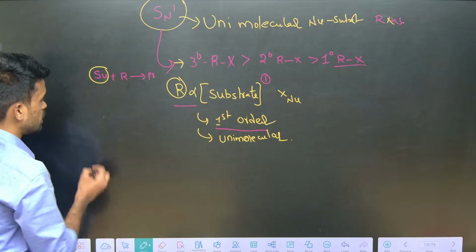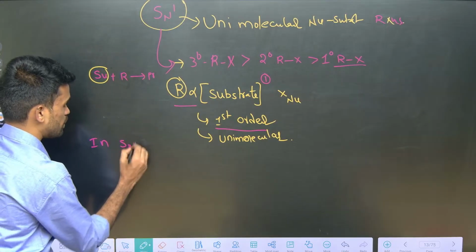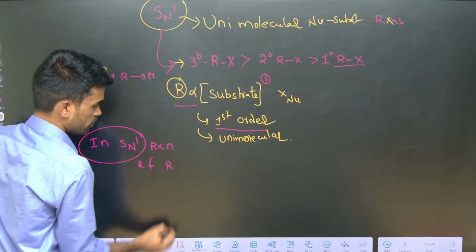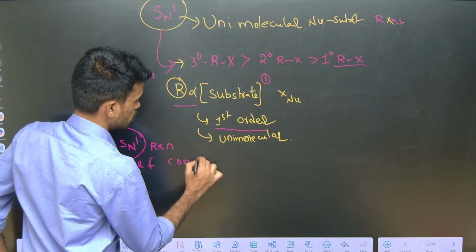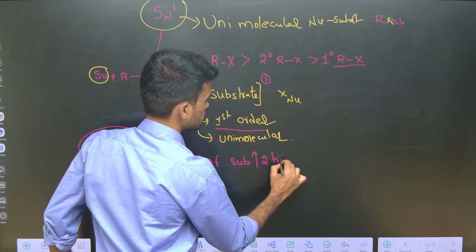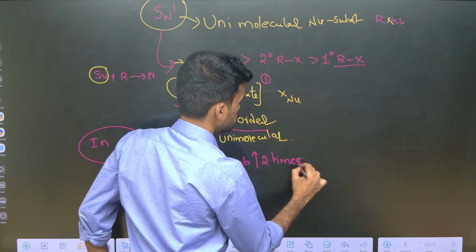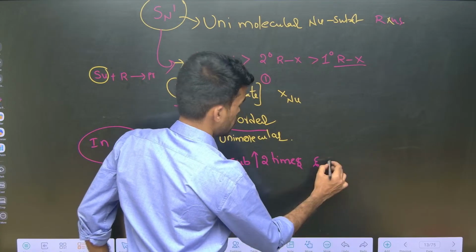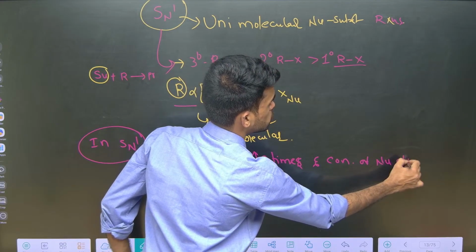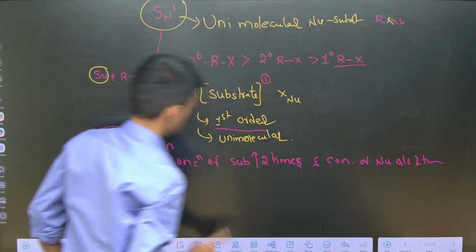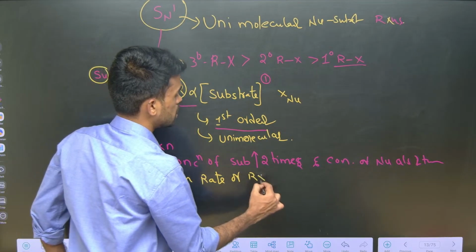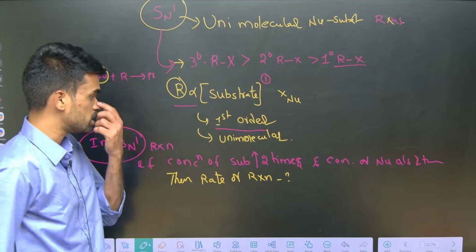If you have studied chemical kinetics, they will ask you a question. In an SN1 reaction, if the concentration of substrate is increased two times and the concentration of nucleophile is also increased two times, then what happens to the rate of reaction? How many times does the rate of reaction increase? That is what the question is asking.